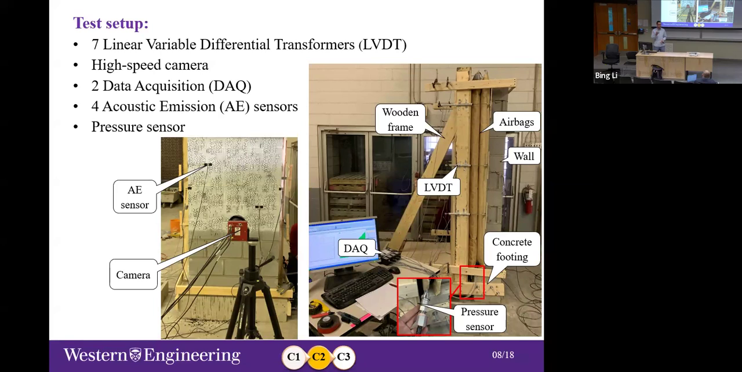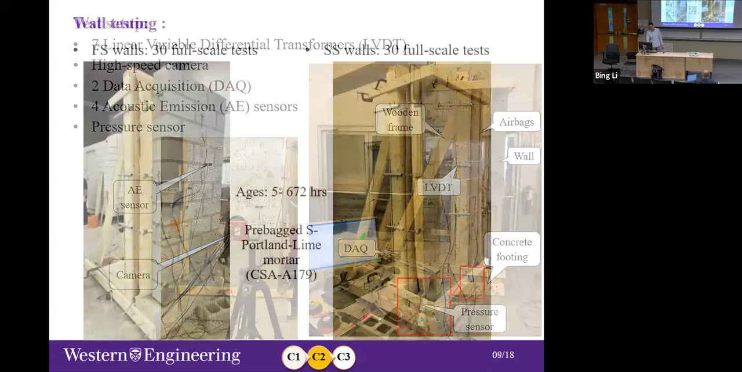We use 4 acoustic emission sensors to be able to do the crack detection, but I will not talk in detail in this presentation because we are still working on the analysis of the AE data. And 1 pressure sensor, as I mentioned, will record the pressure inside the airbags.